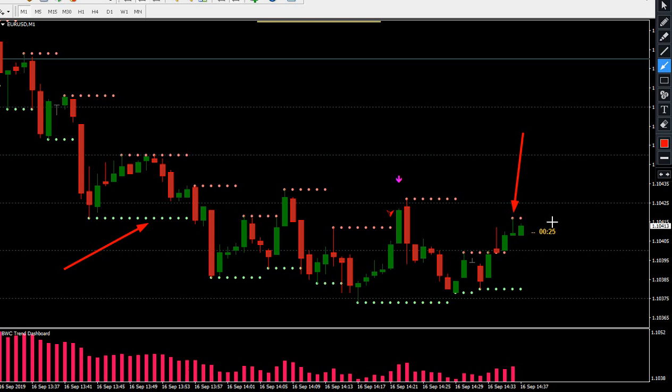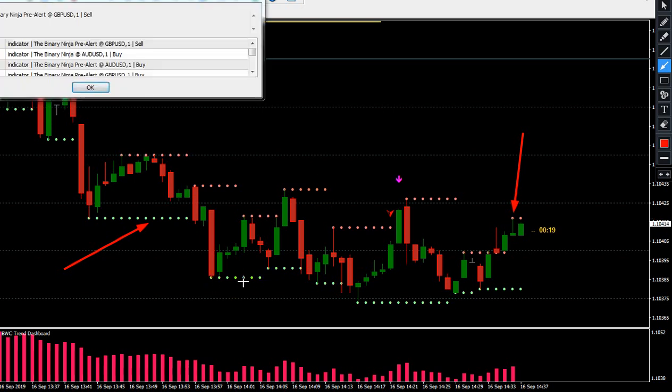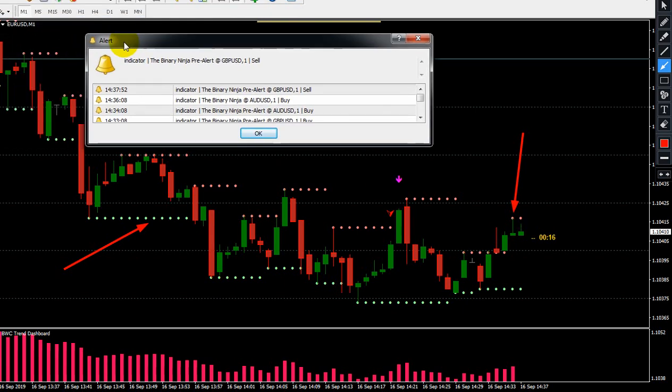Ordinarily, if it's broken, you don't want to keep it for very long. You just want to do away with it. So that is resistance, this is support. Okay, you can see we are getting a lot of signals here.